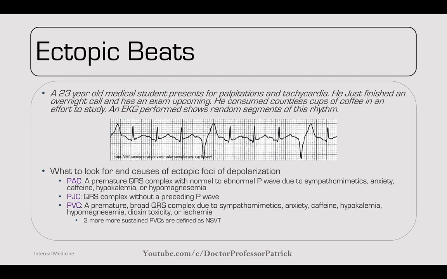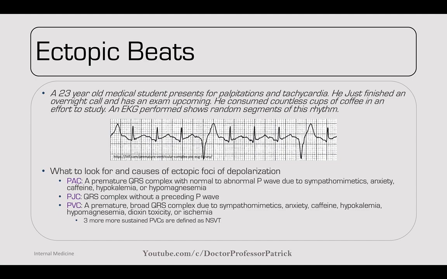So we've got a case of a 23-year-old medical student with palpitations and tachycardia. He's got an upcoming exam, and he was just on overnight call, so he consumed countless cups of coffee in an effort to study. So the EKG shows random segments of this type of rhythm here. If you notice, there is an ectopic beat about 4 in. There's no P wave before it. It's the opposite QRS, and then it's got a large repolarizing T wave.